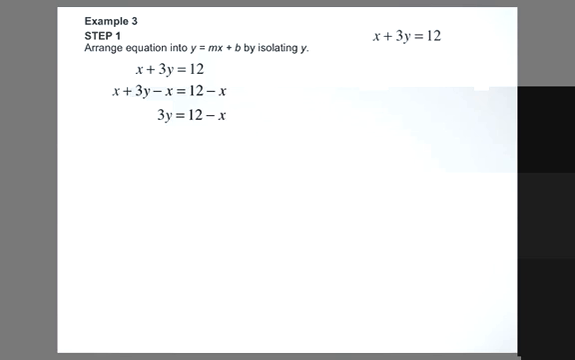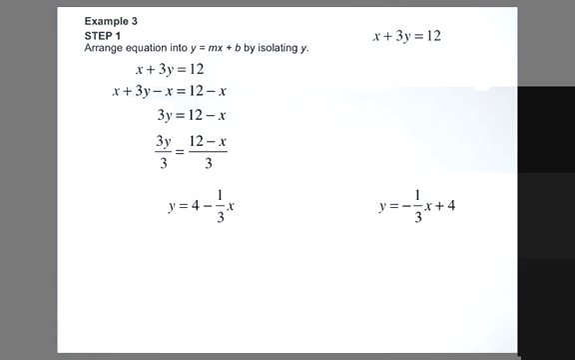Now we'll divide by the attached variable to y. This will isolate y, so we'll divide everything by 3. When we do that, it simplifies to y is equal to 4 minus 1/3 x. Now this is not quite in y equals mx plus b format yet, but we can rearrange it to y equals negative 1/3 x plus 4.